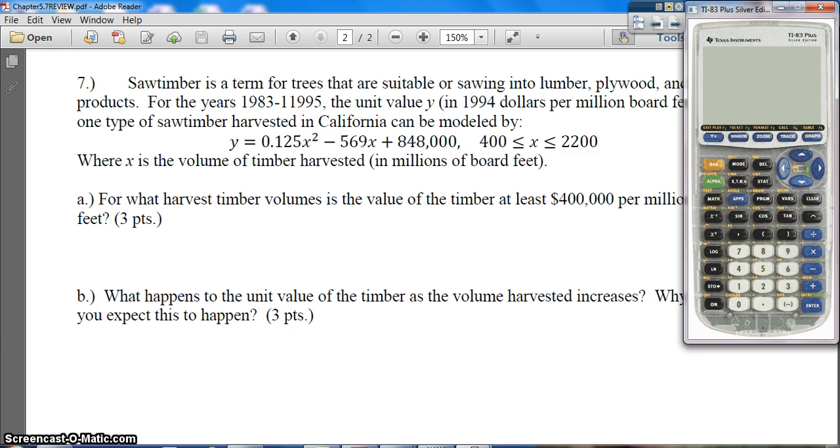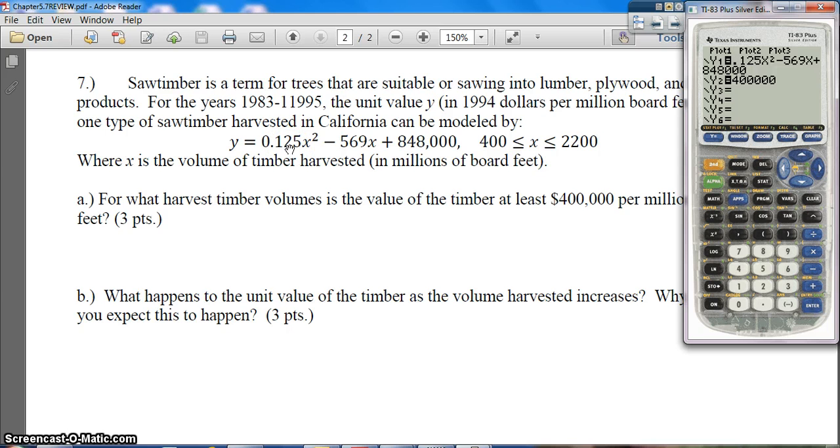All right, soil timber is a term. You know the deal. You can read it here. This equation represents the years from 1983 to 1995. I know there's an extra one there. Okay, but when you plug it in your graphing calculator, this is what you'll have. You can see all I did was rewrite exactly what's here.